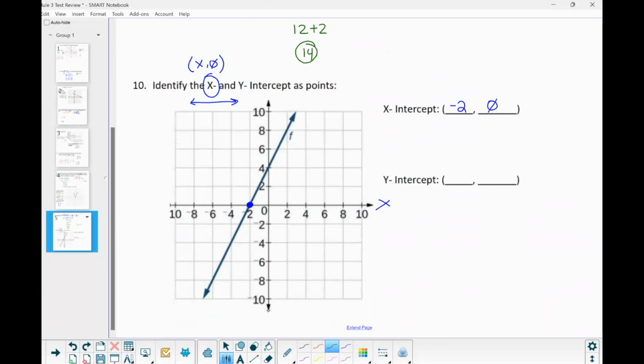Now we're going to look at our y-intercept. Where does it touch the y line, the vertical line? I know that's going to be in the format of 0, comma y, and it is touching right here at 4. So we have 0, comma 4. All right, and that's it for this module test review.